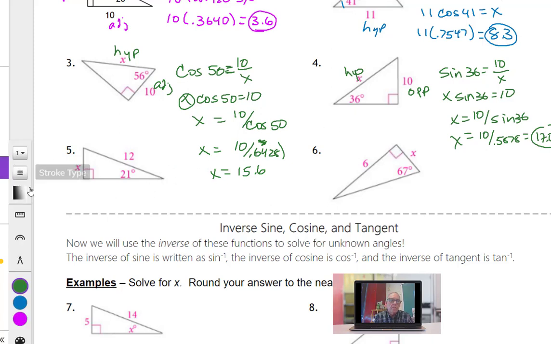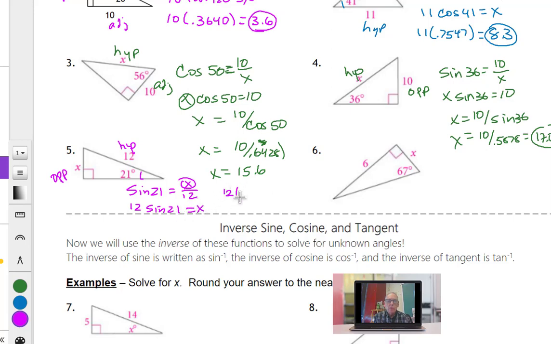Let's do number five. 21 is our reference angle. x is an opposite. 12 is the hypotenuse. We have opposite and hypotenuse, that's a sine ratio. Sine 21 equals opposite, which is x, over hypotenuse, which is 12. Get x by itself, multiply both sides by 12. 12 times the sine 21 is going to be x.